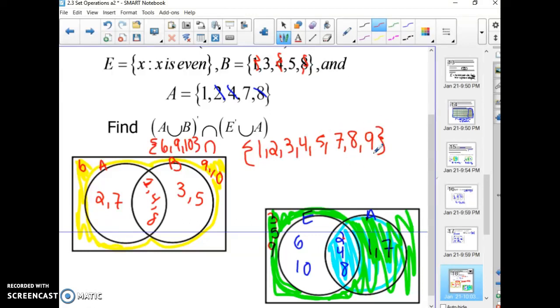So I dealt with one, I dealt with the other one, so now the intersection, just looking at where I have stuff that is the same. I have 6, 9, and 10, and over here I don't have 6 or 10. The only one that they have in common is 9. So that answer then is 9.